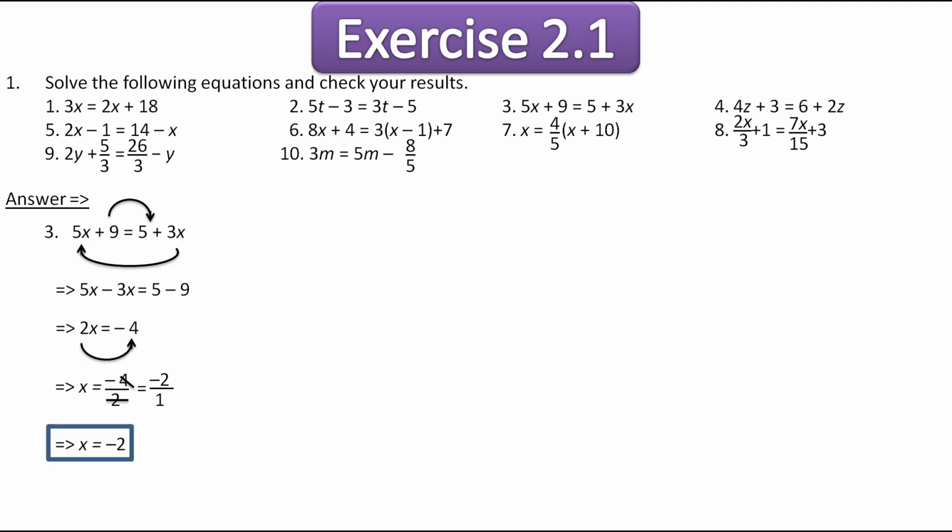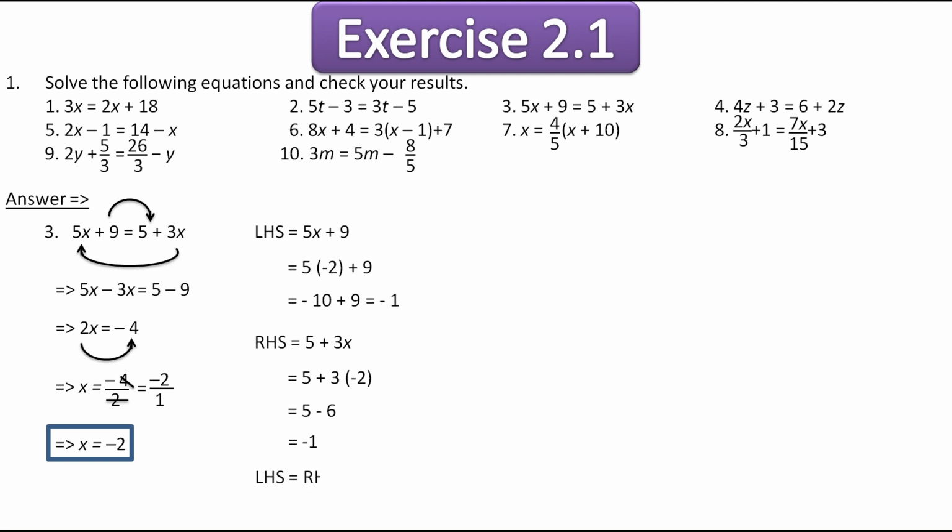Now let's put the value of x in the left hand side. Left hand side is 5x plus 9. So 5 in the bracket minus 2 plus 9. 5 2s are 10 plus 9. So minus 10 plus 9 is minus 1. Now let's check for RHS. We have 5 plus 3x. 5 plus 3 in the bracket minus 2. Now 5 plus 3 2s are minus 6. So 5 minus 6 is minus 1. Therefore, we got LHS is equal to RHS.